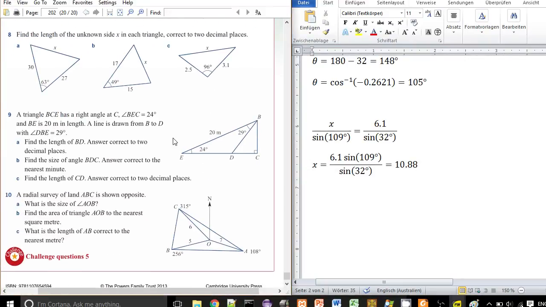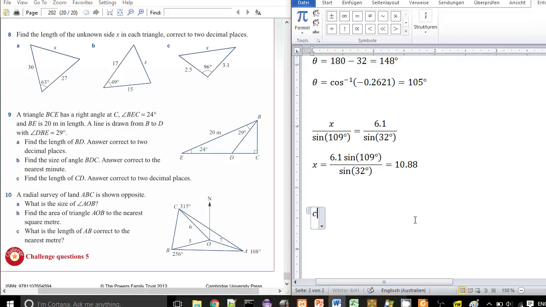This one, I think we need cosine rule. And again, we need two sides with an angle in between them. Two sides and the angle in between. Let's do the third one, it doesn't really matter. It's very similar to Pythagoras' theorem. So x squared is 2.5 squared plus 3.1 squared minus 2 times that times that.